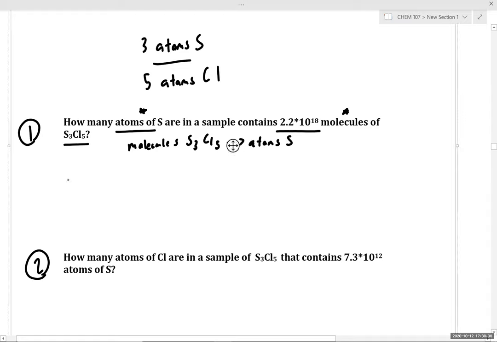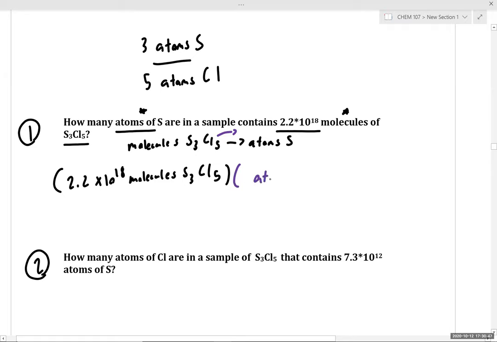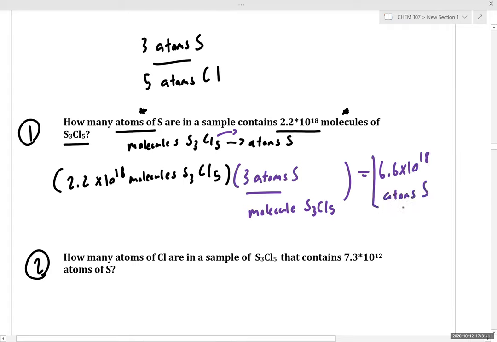So, starting off, we have 2.2 times 10 to the 18th molecules of S3Cl5, or trisulfur pentachloride. And if we are trying to convert to atoms of sulfur, how many atoms of sulfur do we have per molecule of trisulfur pentachloride? How many atoms of sulfur do we have? Three. Yep. So punching this into our calculator, that gives us 6.6 times 10 to the 18th atoms of sulfur. Does this example make sense to everyone?